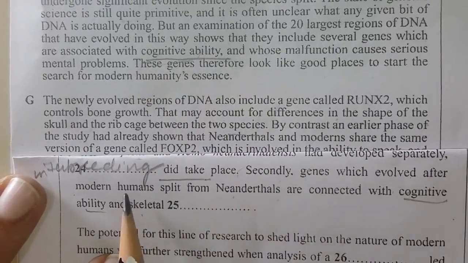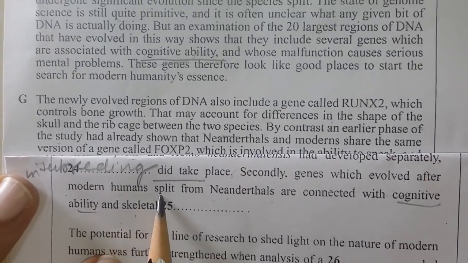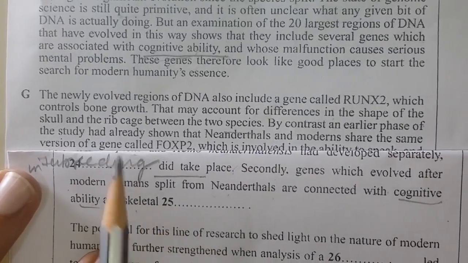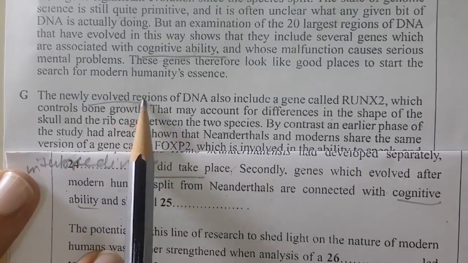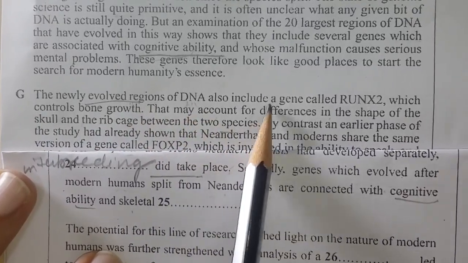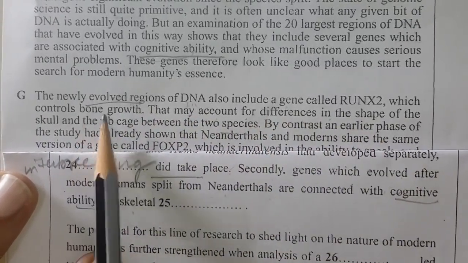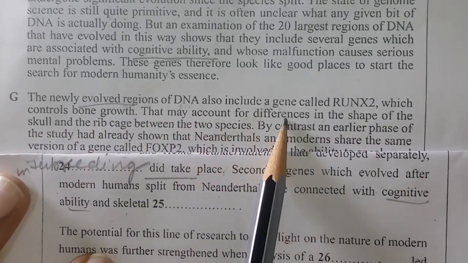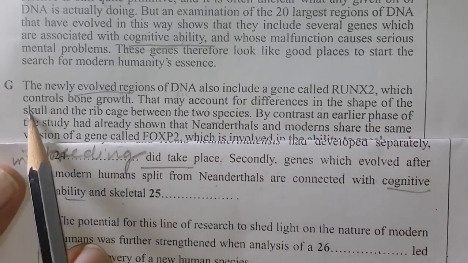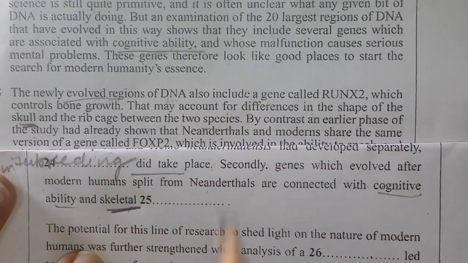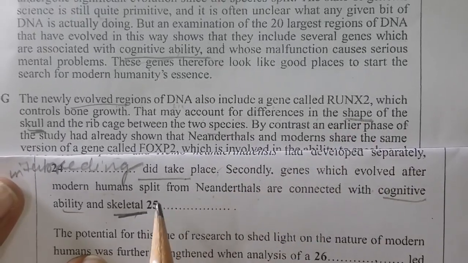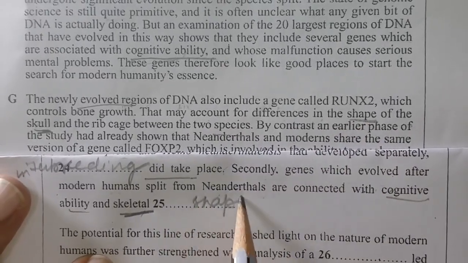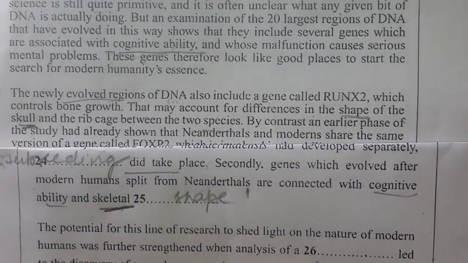It means that newly evolved regions of modern humans' DNA structure also include a gene which controls bone growth, and accounts for the difference in the shape of the skull. The skull is skeletal, and the shape is the shape of the skull. So this is the answer.